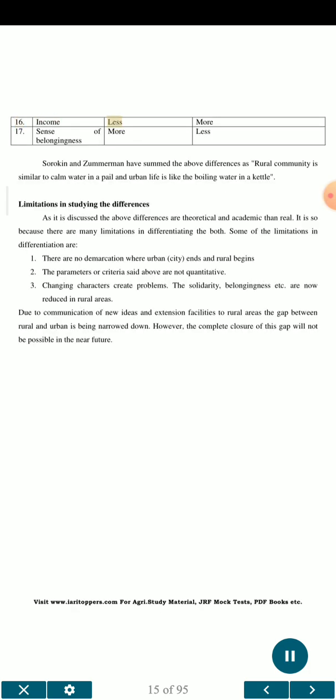16. Income. Less in rural areas, more in urban areas. 17. Sense of belongingness. More in rural areas, less in urban areas. Sorokin and Zimmerman have summed up the above differences: rural community is similar to calm water in a pail, and urban life is like the boiling water in a kettle.